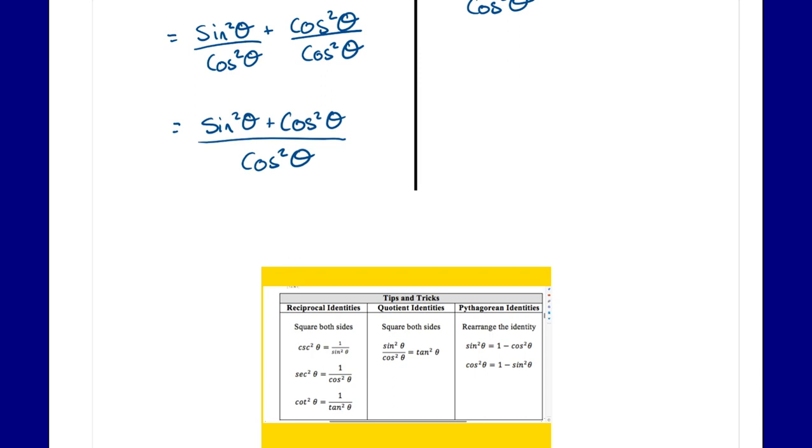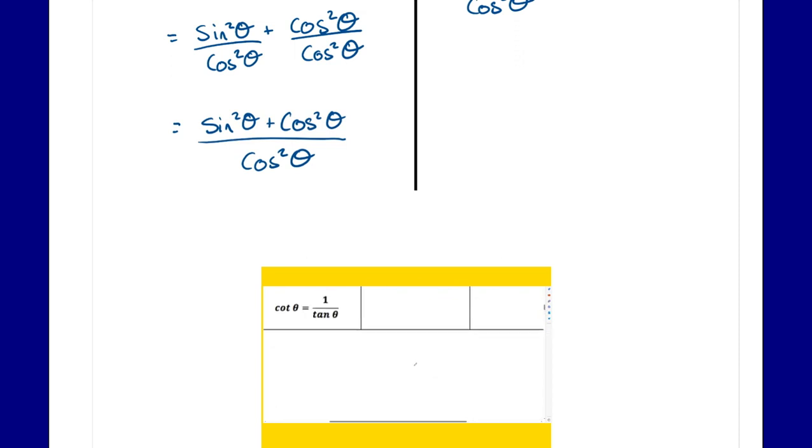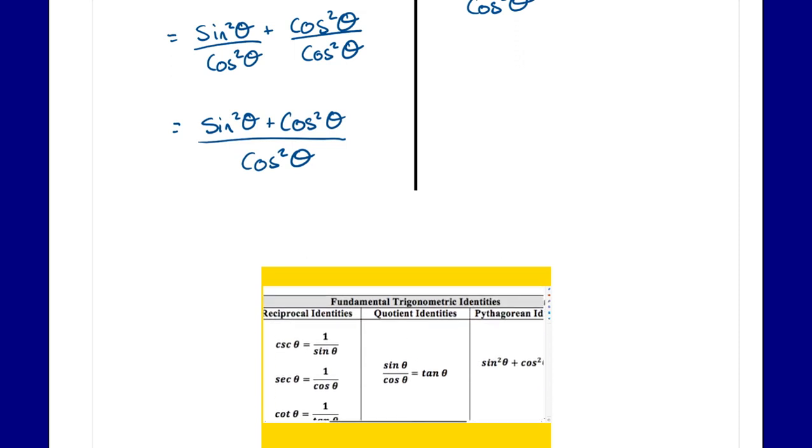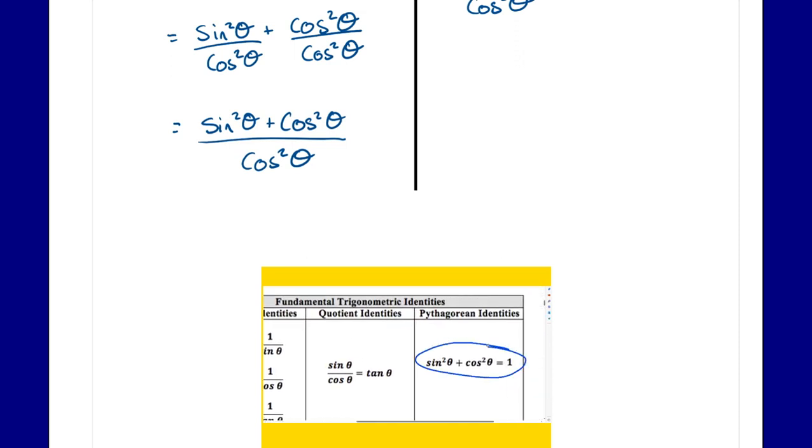But I should recognize that sine squared theta plus cos squared theta is one of our identities. So if I scroll back up to look at our identities, it's this identity right here. So we do have a scenario where I can replace, using the Pythagorean identities, sine squared theta plus cos squared theta with 1. So I end up with 1 over cos squared theta.